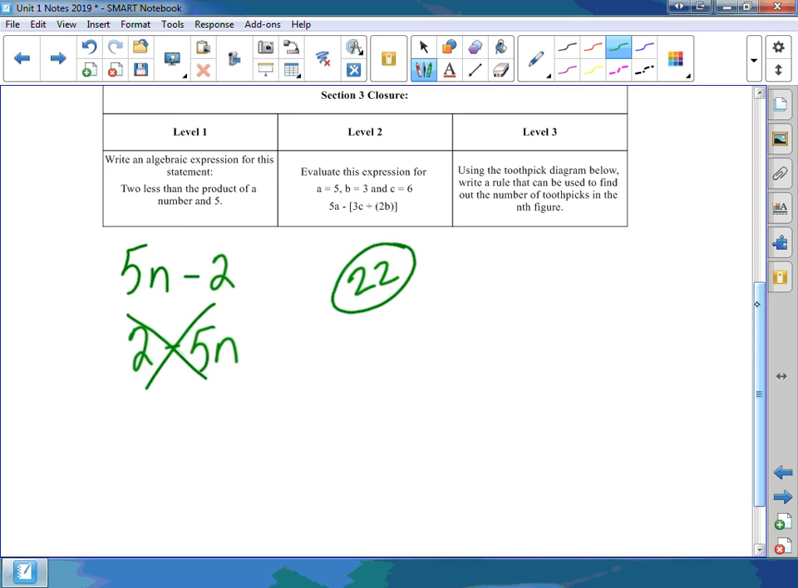Okay, and then lastly, level 3, looking at those toothpicks. Term 1 had 5 toothpicks, term 2 had 9 toothpicks, term 3 had 13, and term 4 had 17. What you would determine for a rule on the nth figure is that we would take the figure number and multiply it by 4, and then add 1 to that number. And you could test it with all of those combinations that you see right there. 4 times 1 is 4, plus 1 equals 5. That's how many are in the first one. 4 times 2 is 8, plus 1 is 9. That's how many were in the second, and so on. So that's your rule for level 3.